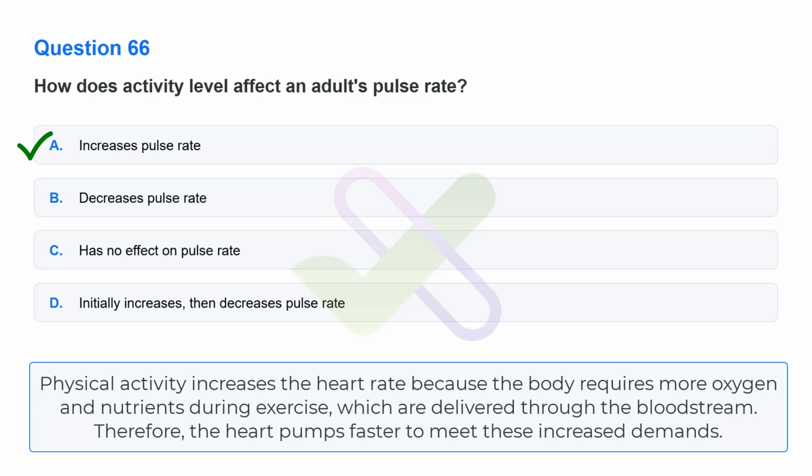The correct answer is A. Increases pulse rate. Physical activity increases the heart rate because the body requires more oxygen and nutrients during exercise, which are delivered through the bloodstream. Therefore, the heart pumps faster to meet these increased demands.